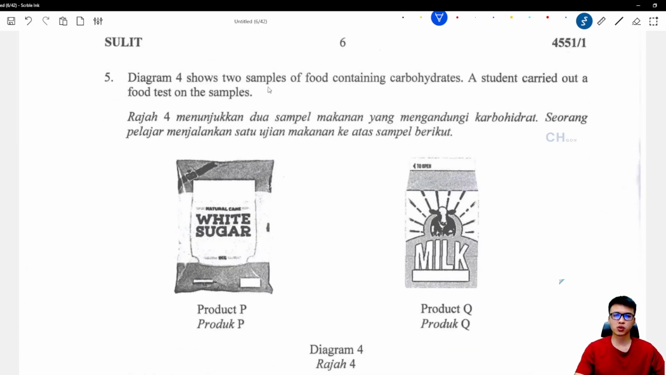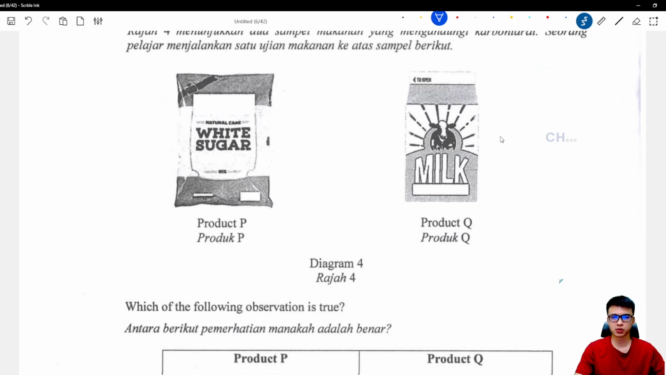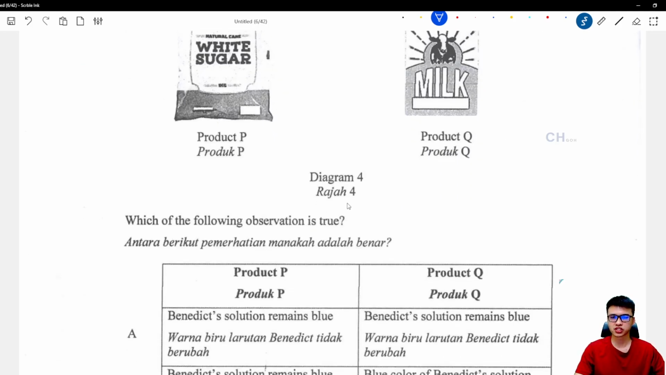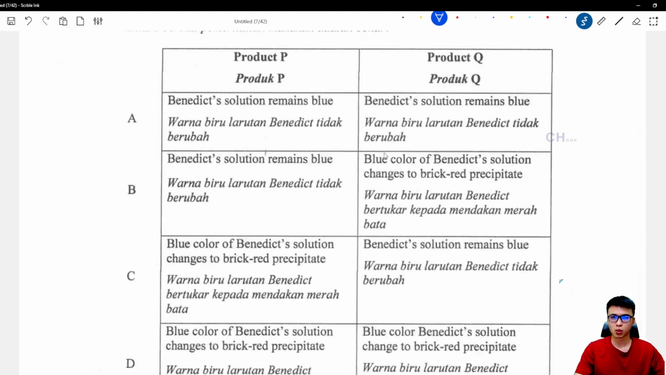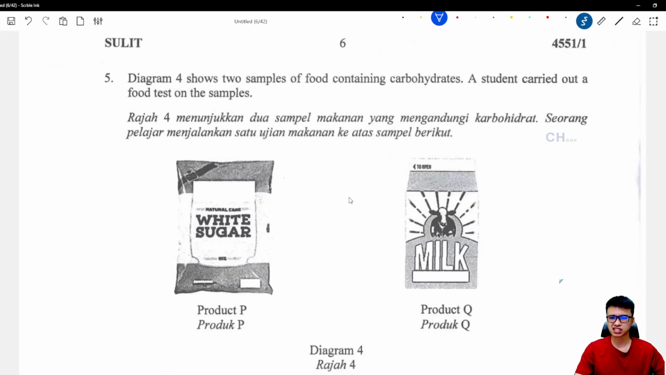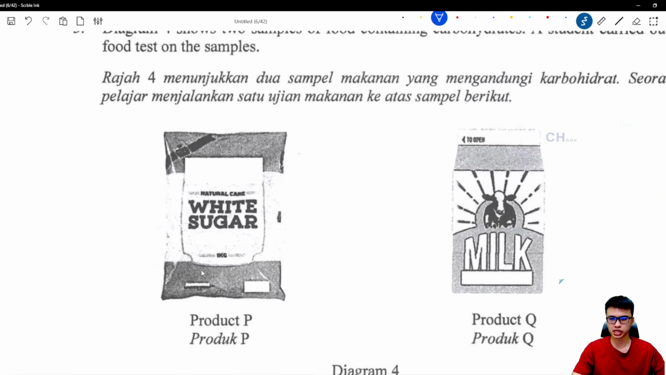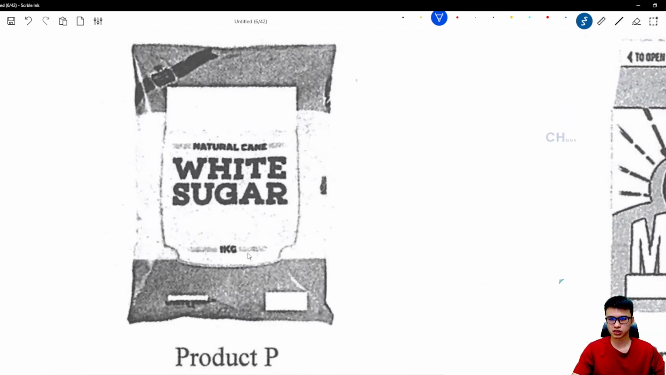Diagram 4 shows 2 examples of food containing carbohydrates. A student carries out a food test on the sample. We have product P and product Q. Which of the following observations is true? I think this is a question that you need to zoom in on to see, so that you guys can get the idea.